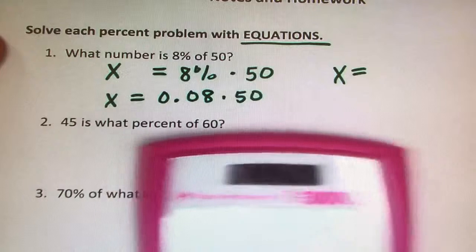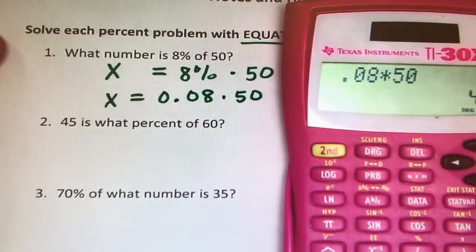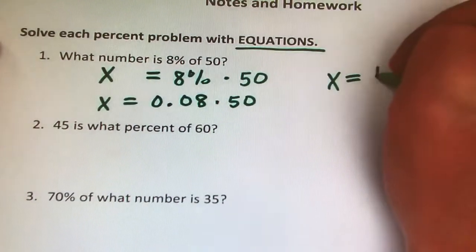Okay, x is already by itself over here, so all I have to do on my calculator is multiply 0.08 times 50, which gives us 4. So x equals 4.